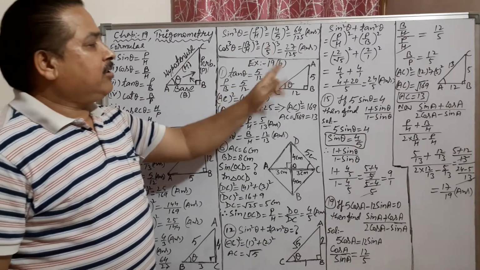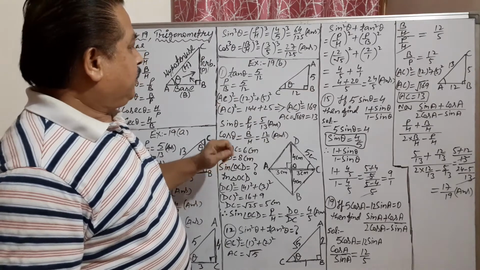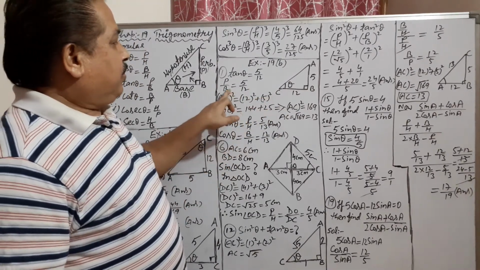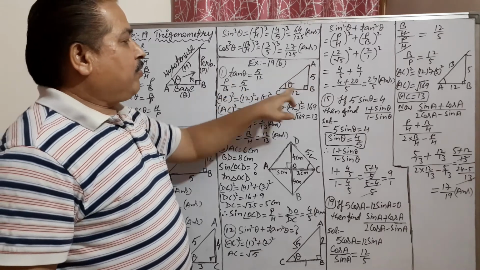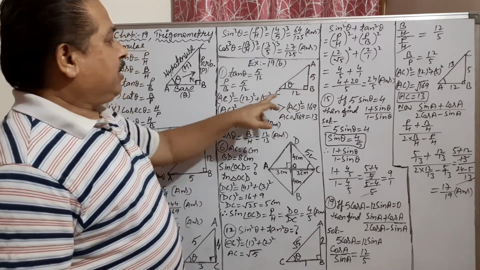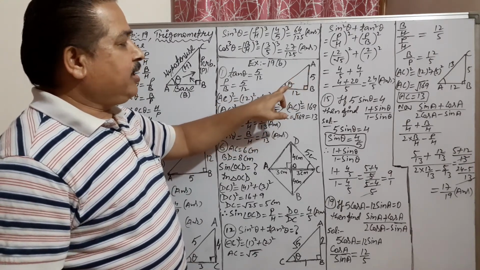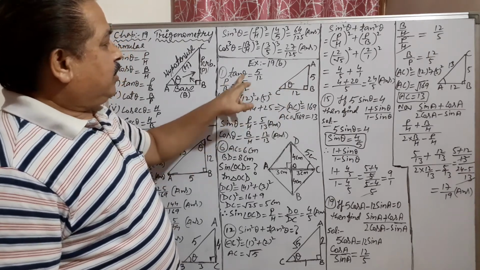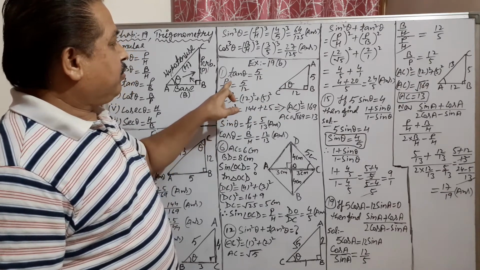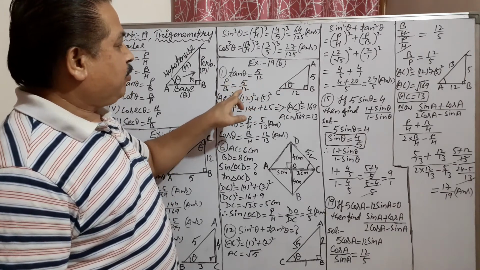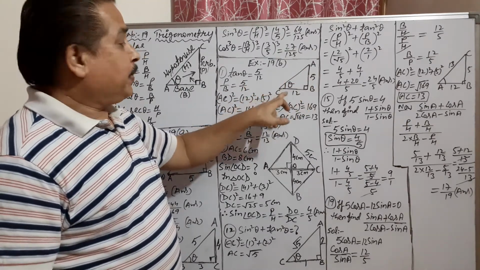Now see new exercise 19b. See the value, tan theta value is given 5 by 12. So now see tan formula, perpendicular upon base. So first of all, draw one triangle, right angle triangle, and consider theta. Anywhere you can consider, either here or here. So I have taken theta here. So tan theta is given 5 by 12. So it means tan formula is perpendicular upon base. So perpendicular supposed to be 5 and base supposed to be 12. So 5 and 12. Now put these values in the diagram.